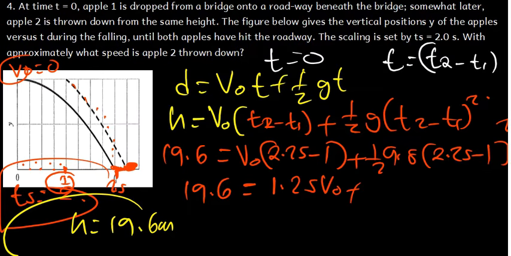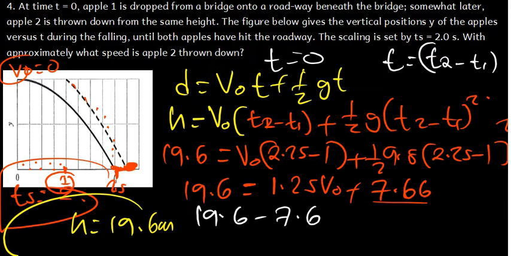So I'm getting 7.656, but I'm going to round it off and say 7.66. Our goal is to find the initial velocity, so I'm going to shift this to the left hand side. This is going to give us 19.6 minus 7.66 is equal to 1.25 v initial.